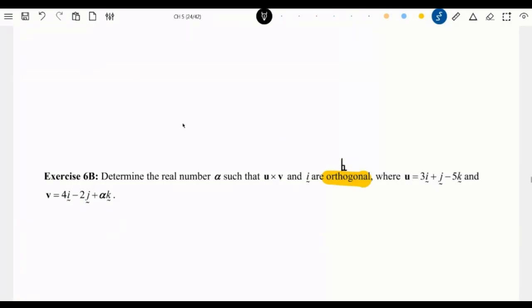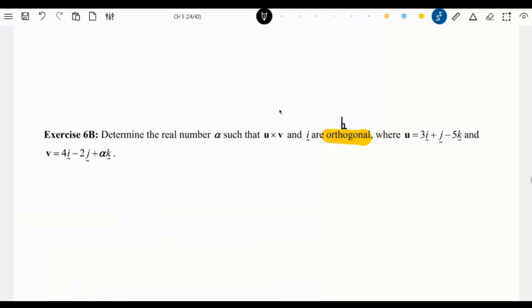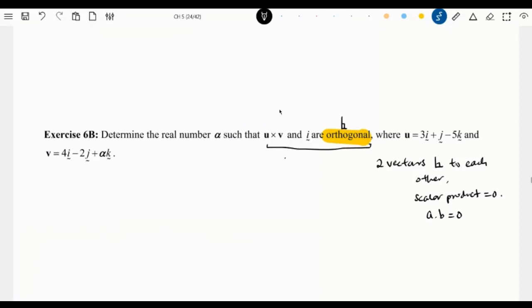So directly kita tahu kita nak cari real number. So when two vectors are perpendicular to each other, kita akan encounter dengan dot product. Skala produk equal to 0. Contohnya yang inilah. Okay. So for this case, untuk yang ini, dia adalah U cross V dot I equal to 0. So this one adalah dot product.